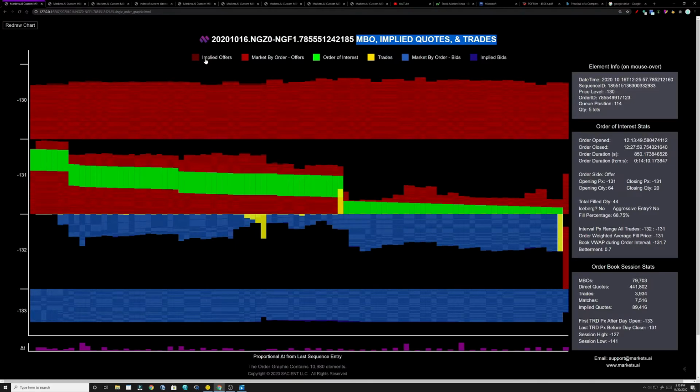So let's look at the legend very quickly. This should be pretty self-explanatory. This particular order book has very low quantities of implieds. So you can see them here. They're right there, that brick red on the offer and this indigo down on the bid.